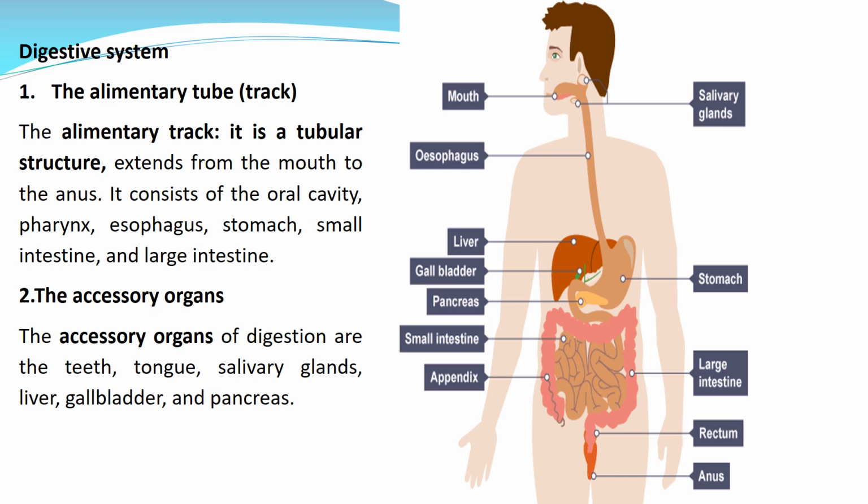The digestive system and satiety. It is made of two main sections. The first part is called the alimentary tube. It is just like a tube.